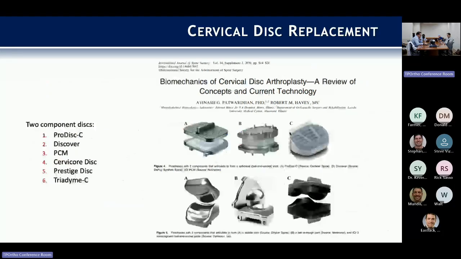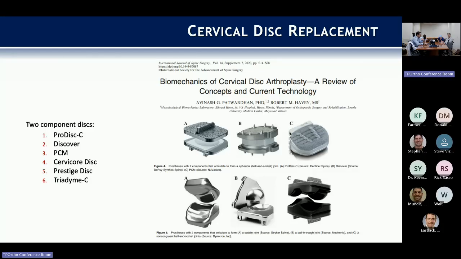And then the Prodisc C is made of cobalt chrome with roughened titanium end plates. The roughened titanium end plates promote bony ingrowth, with the core being ultra high molecular weight polyethylene. And here are just some other two component discs: the Prodisc C, the Discover, which I don't think I've ever seen, the Cervicore disc, Prestige, which is used not uncommonly, and then some other implants that I haven't seen before, such as the Tridyme C.